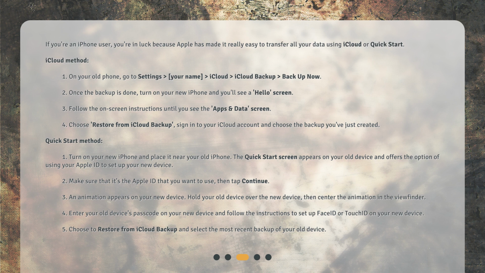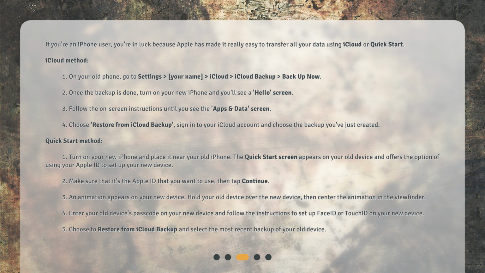Quick Start method. 1. Turn on your new iPhone and place it near your old iPhone. The Quick Start screen appears on your old device and offers the option of using your Apple ID to set up your new device. 2. Make sure that it's the Apple ID that you want to use, then tap Continue.